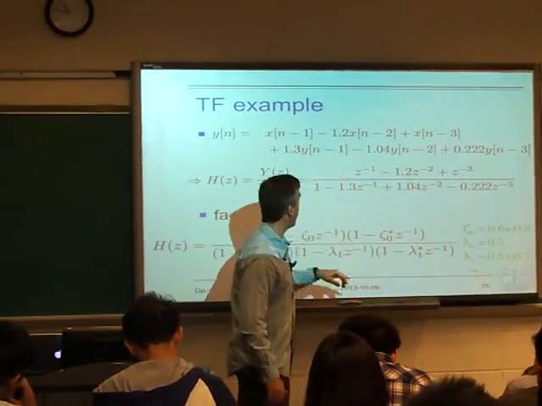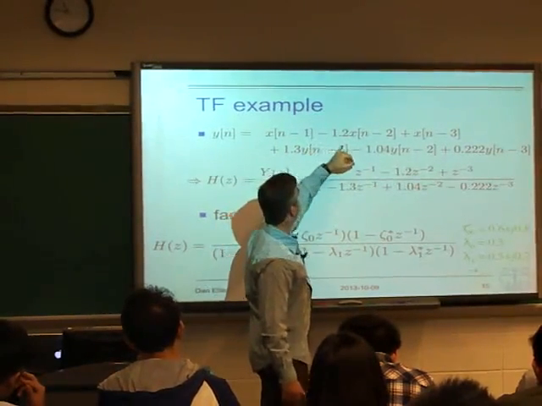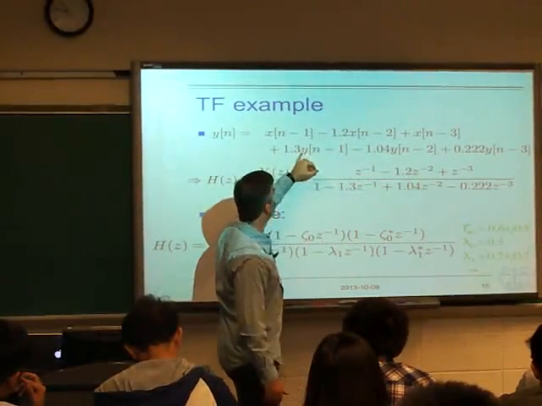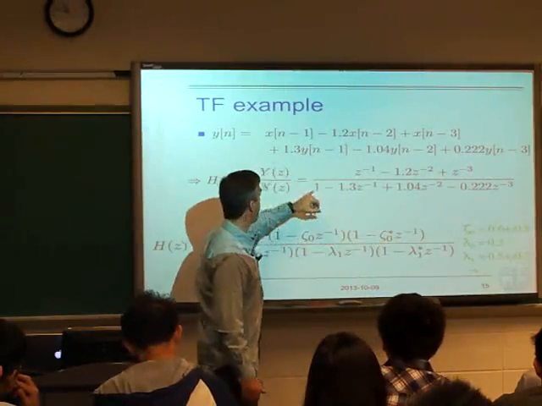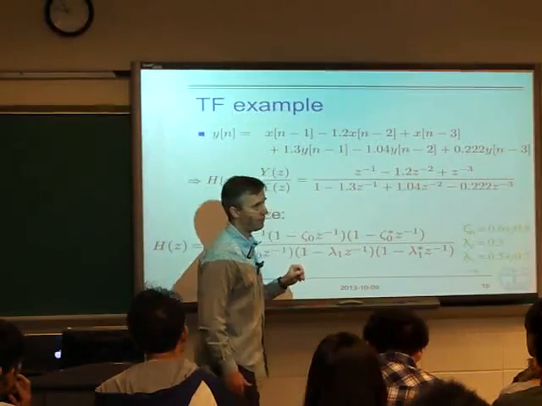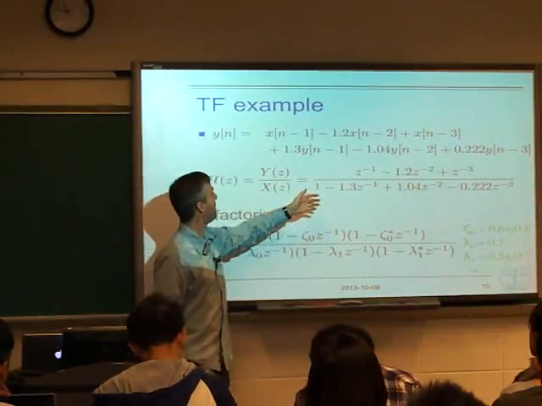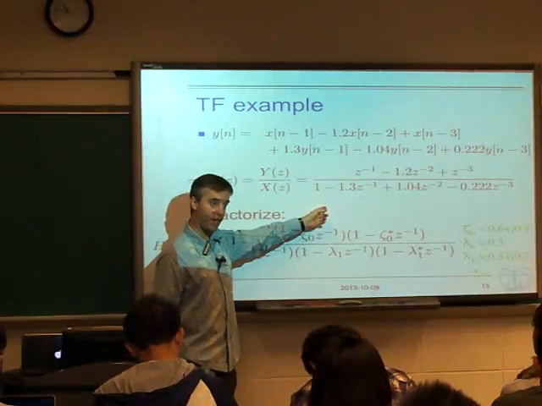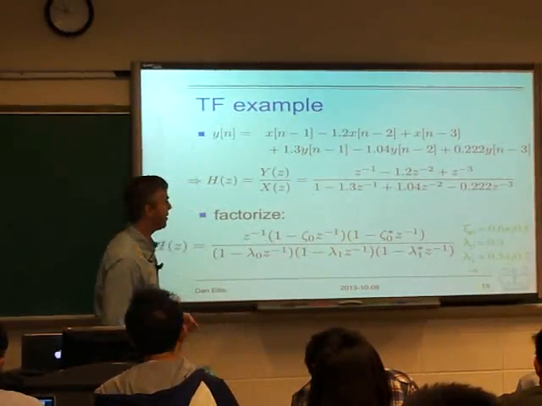But otherwise, it's just reading off: x of n minus 1 becomes the coefficient for z to the minus 1 in the numerator. x of n minus 2 becomes the coefficient of z to the minus 2 in the numerator. y of n minus 1 becomes the negative of the coefficient for z to the minus 1 in the denominator. This 1, of course, comes from this term over here. So you see how we go from the time domain expression to the z transform, the transfer function. That might be something you'll be doing next week.